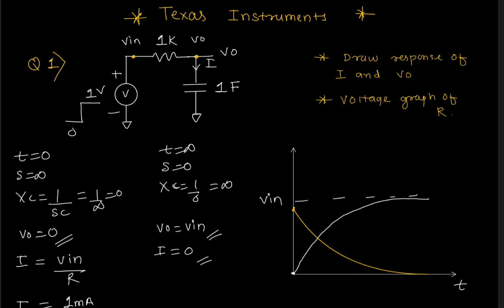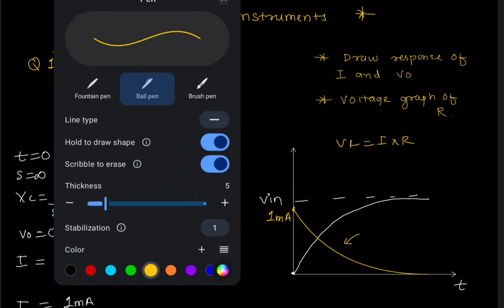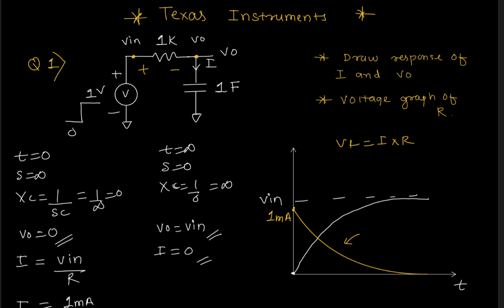So they also told me to mention the extreme points. So this was it, and they also told me to plot the graph of VR. VR means the voltage across the resistor. For the voltage across the resistor, I just directly told them VR is equal to I into R. So it will follow the same graph as the current. If I want to mention it, it will be something like this.